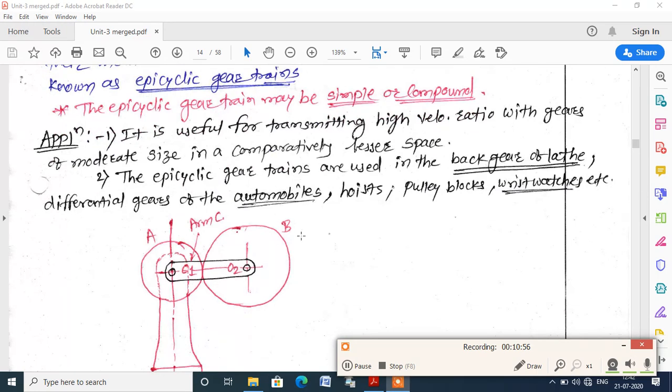So the next part we will see in the further class.